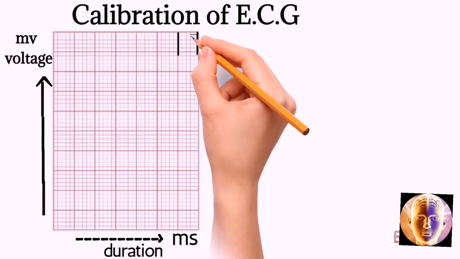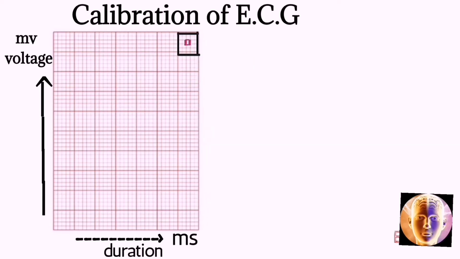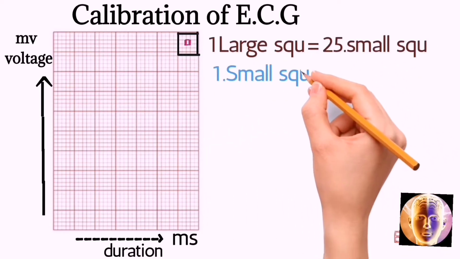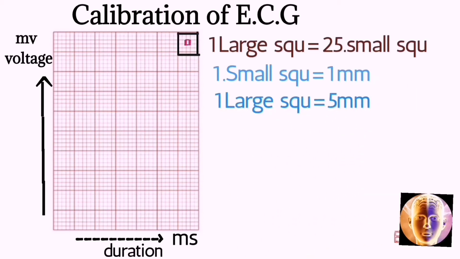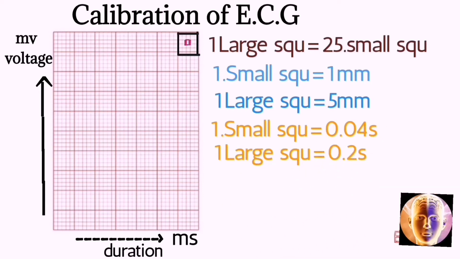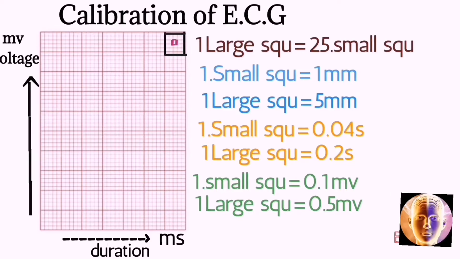An ECG strip consists of large squares or large boxes and small squares or small boxes. One large square contains 25 small squares. One small square is equal to 1 millimeter, so one large square will be 5 millimeters. Similarly, one small square is equal to 0.04 second and one large square is equal to 0.2 second. Similarly, one small square is equal to 0.1 millivolt, so one large square is equal to 0.5 millivolt.